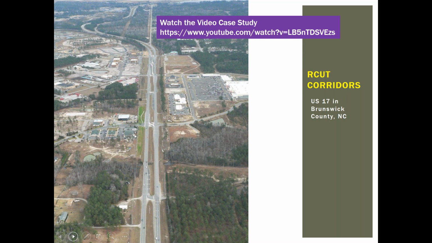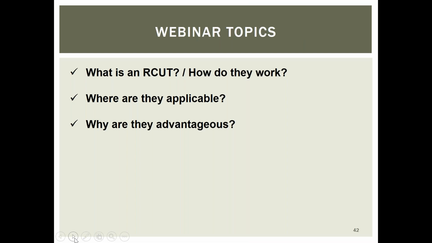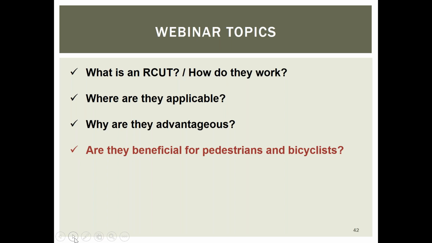And we can typically accommodate the high demand, the increase in volumes, without necessarily having to add more lanes if we manage the signals properly. So in this North Carolina example, the traffic volumes increased from 28,000 cars a day to 42,000. And no widening, and most importantly, no noticeable increase in congestion with all that new development. So why are they advantageous? Yes, safety, but really and powerfully with the signalized R-CUTs for developing areas.